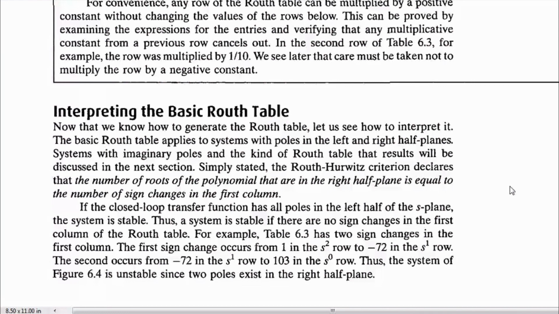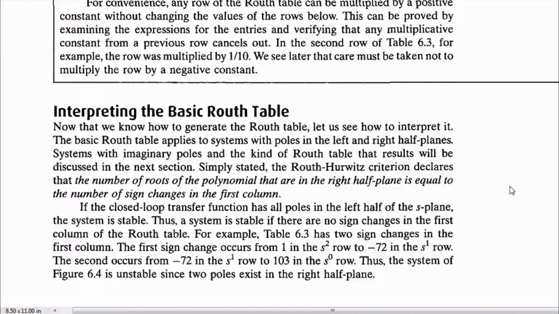So if the closed loop transfer function has all the poles in the left half of the S plane, the system is stable. ये तो हमने ऑलरेडी पढ़ लिया है कि अगर पोल्स लेफ्ट हाफ ऑफ द S plane में होंगे तो हमारा सिस्टम स्टेबल होगा. So the system is stable if there are no sign changes in the first column of the Routh table. कि अगर रोज टेबल में कोई एक भी साइन का चेंज नहीं होगा then the system will be stable. साइन चेंज मींस कि the value will be negative or positive, ठीक है.